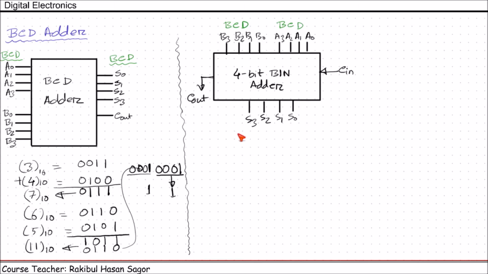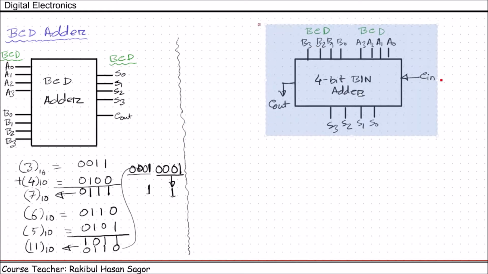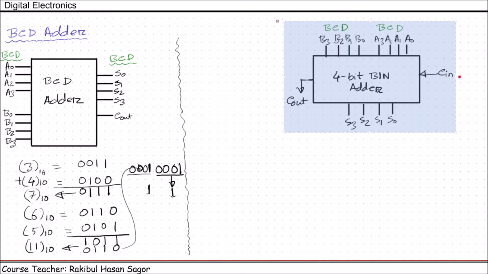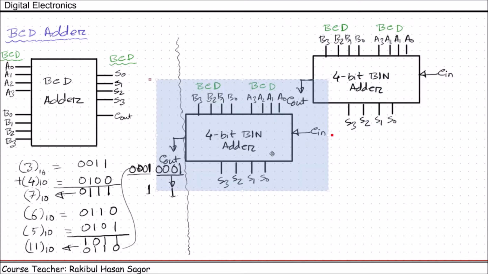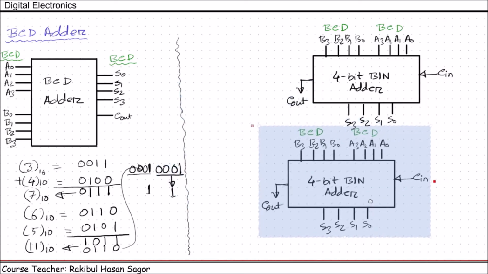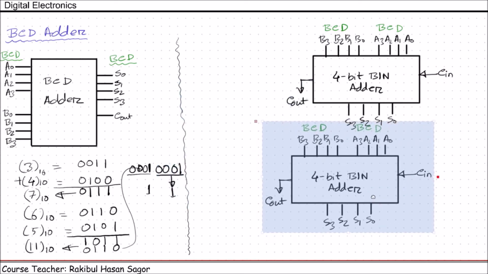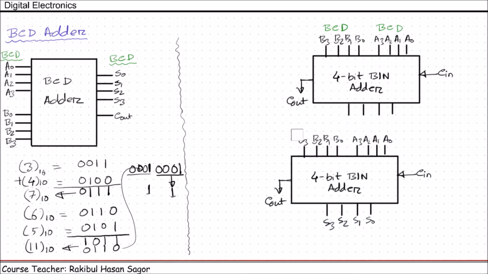For this purpose we are going to use another 4-bit binary adder. Let us take this binary adder, take a copy of this. Why am I taking copy? I'll let you know. Let's remove these portions, names as well.